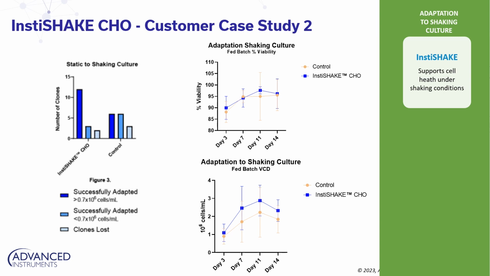The final point from this case study is the clones' performance once fed batch commenced. On the right hand side you can see that both viability and viable cell density was enhanced in the presence of InstaShake, leaving this customer very happy.